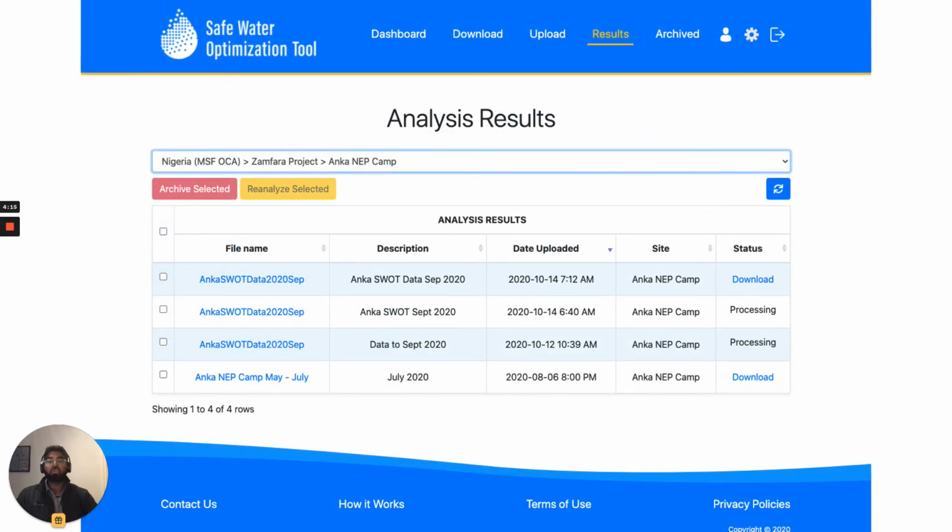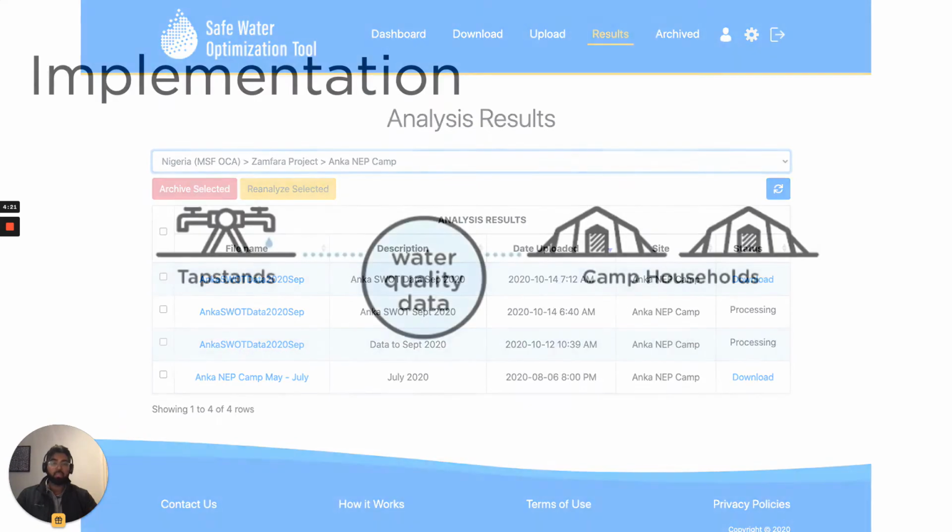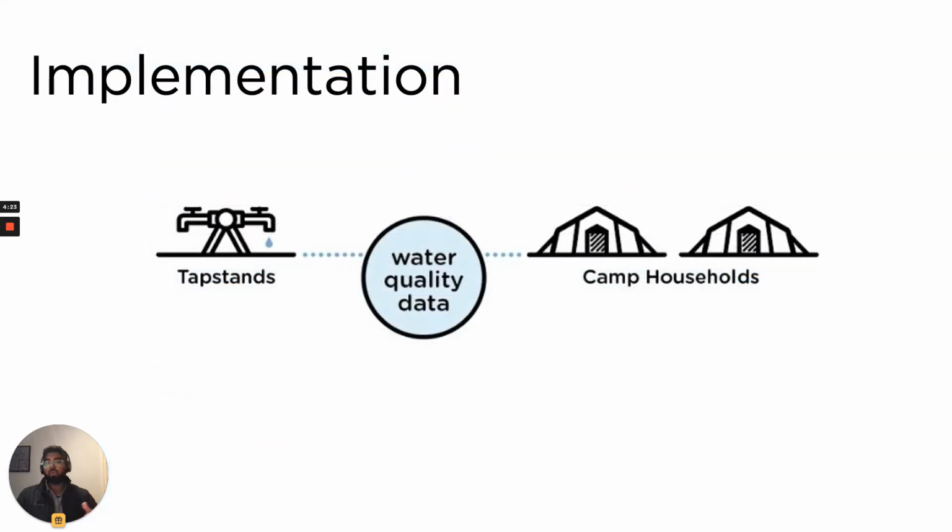The SWOT also provides a clear overview of water quality at multiple project sites for managers at the country or headquarters level. The SWOT requires no additional water quality monitoring equipment or personnel other than what would normally be in place in a water supply project.